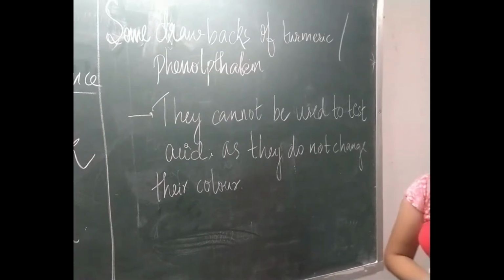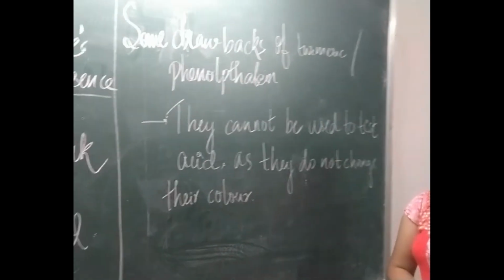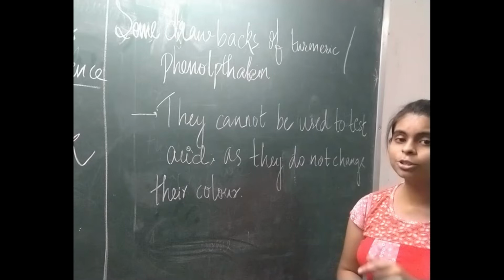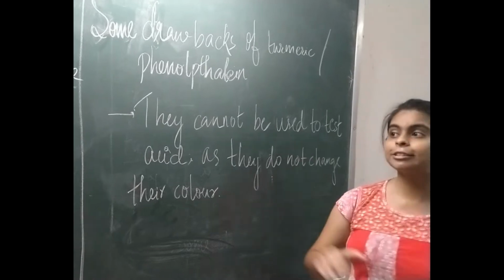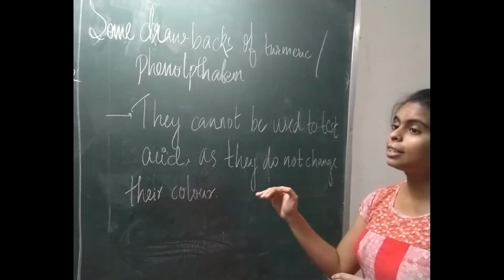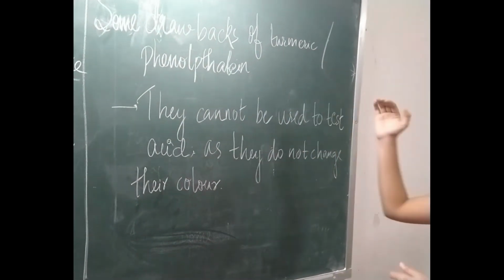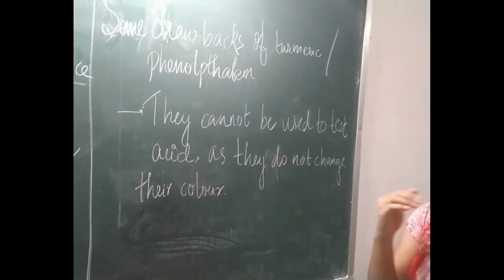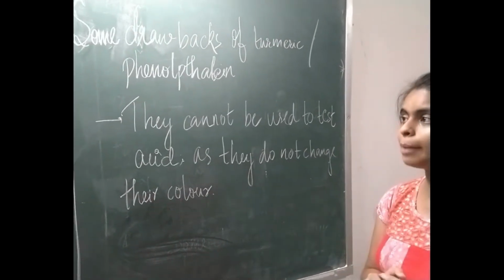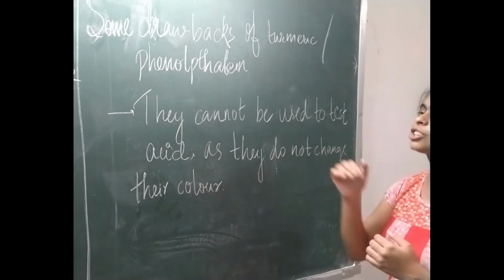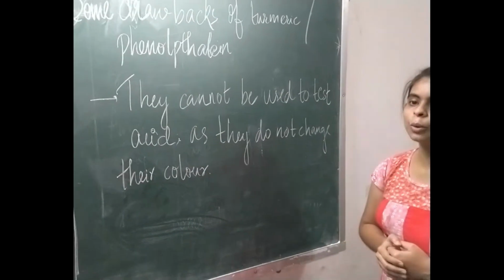And even in turmeric, in presence of base, turmeric changes from yellow to red. But in presence of acid, it does not show any change in color. Now this is the drawback. Since in presence of acid they do not change their color, we cannot use phenolphthalein or turmeric to test whether it is acid or not. But for base, we can definitely use them because in presence of base they change their color. Turmeric changes from yellow to red and phenolphthalein changes from colorless to pink.